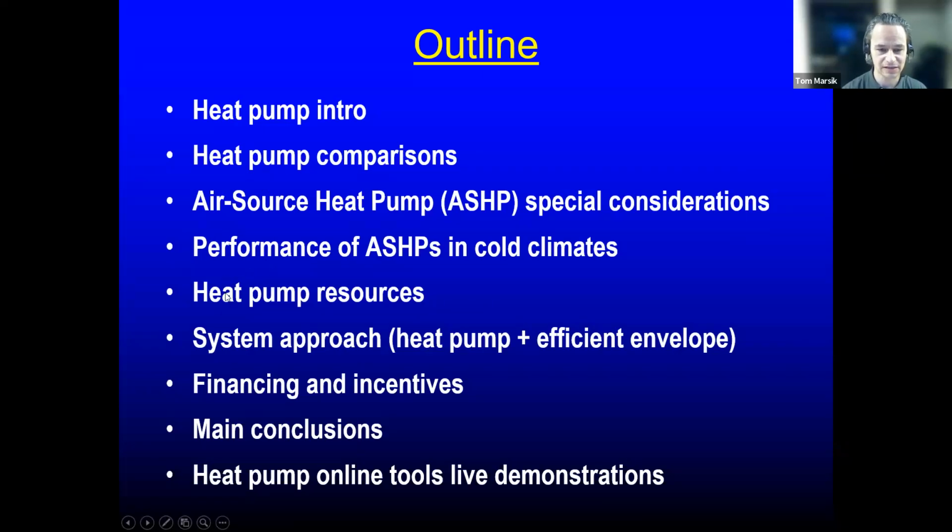Then I'll give you some heat pump resources. And afterwards, I'll demonstrate what kind of savings are possible with a system approach, which means when we combine a heat pump with other energy efficiency measures. I'll talk briefly about some financing and incentives.